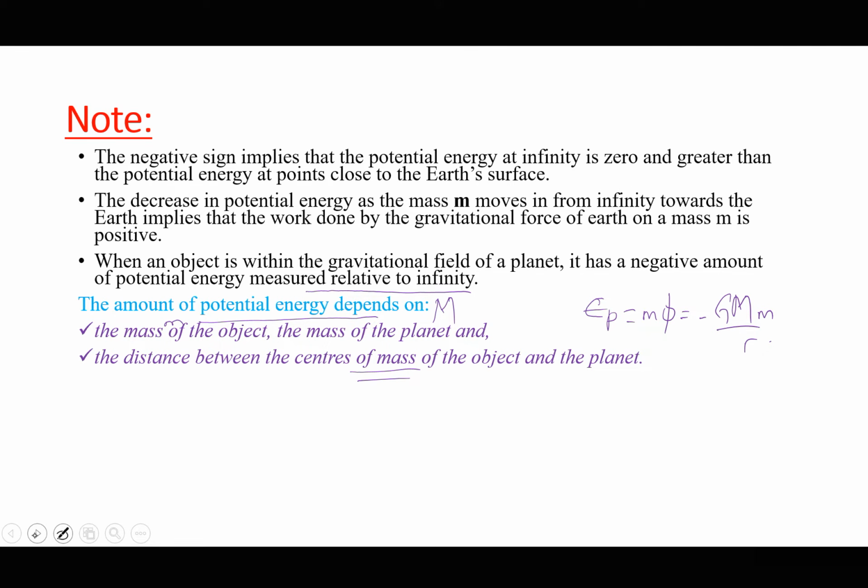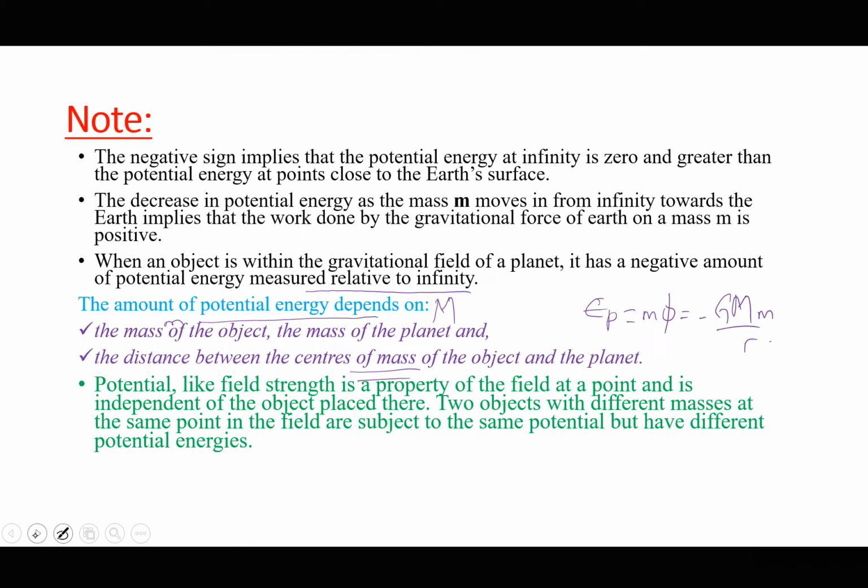Okay, last point here. Potential, like a field strength, is a property of the field at a point and is independent of the object placed there. We have seen that potential was GM over R. It was independent of the object placed there. Two objects with different masses at the same point in the field are subject to the same potential, but they have different potential energies. They are subject to the same potential if they are at the same distance from the Earth.